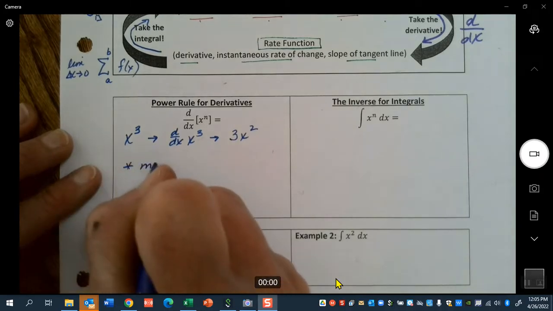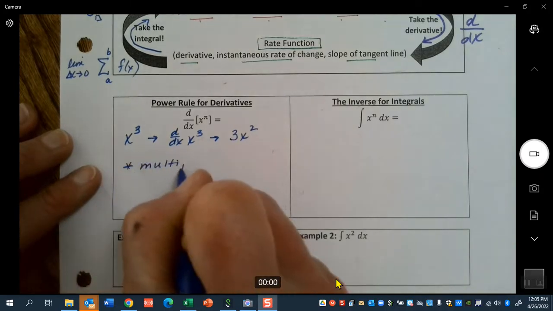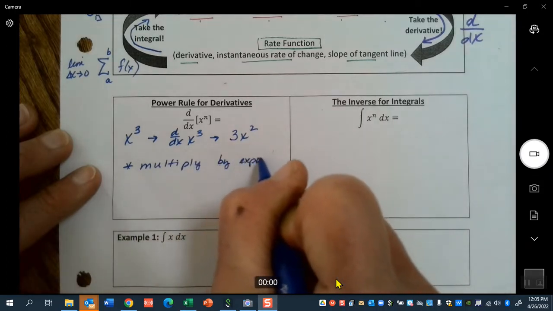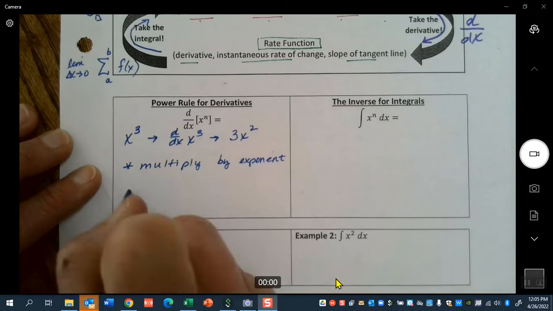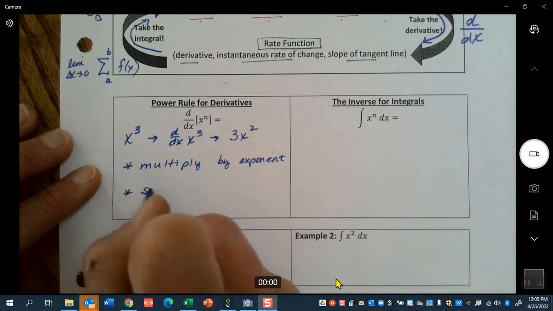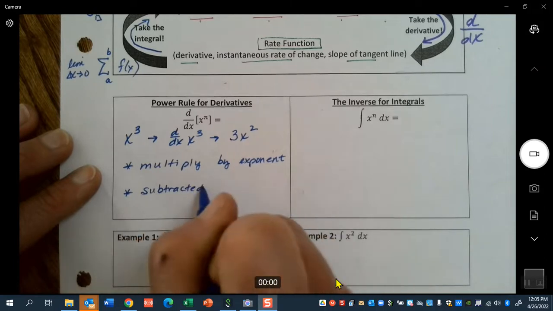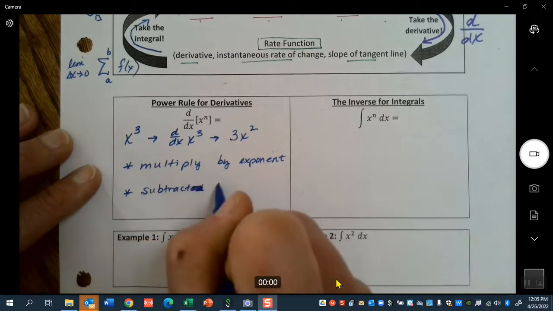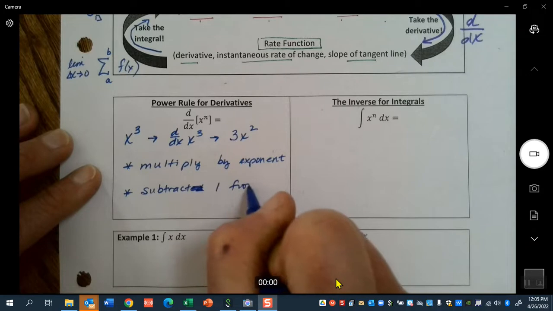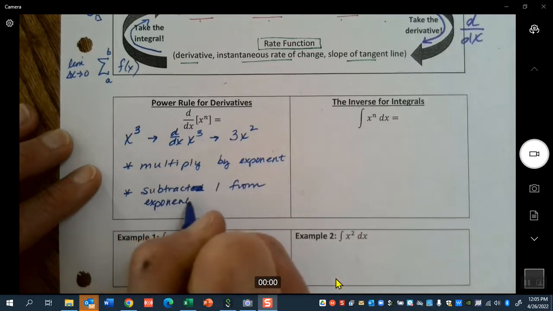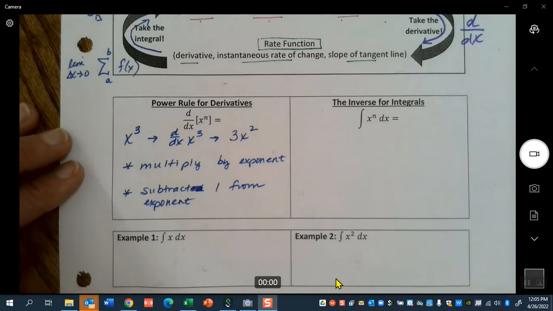You're going to multiply by your exponent, and you subtract 1 from your exponent. That's the process of using the power rule to find derivatives.